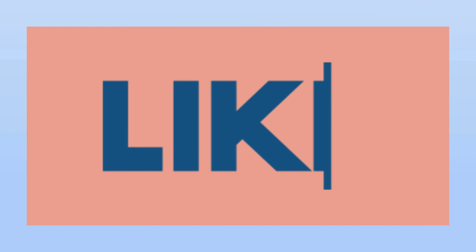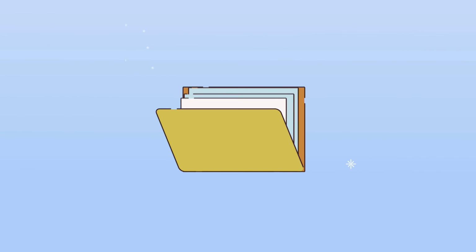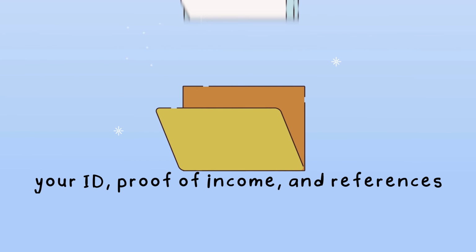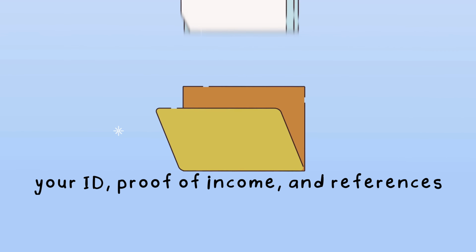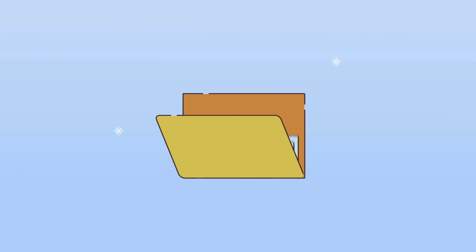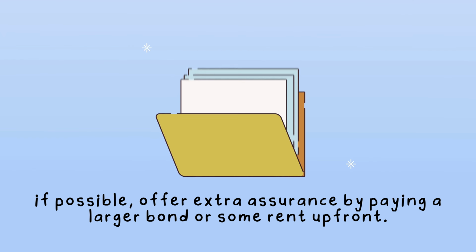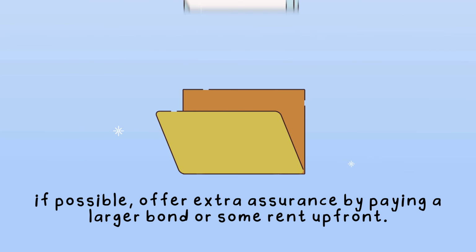Applying for a rental. Once you find a property, the next step is the application. Fill out all required details and include supporting documents, like your ID, proof of income, and references. Be honest about your situation and, if possible, offer extra assurance by paying a larger bond or some rent up front.